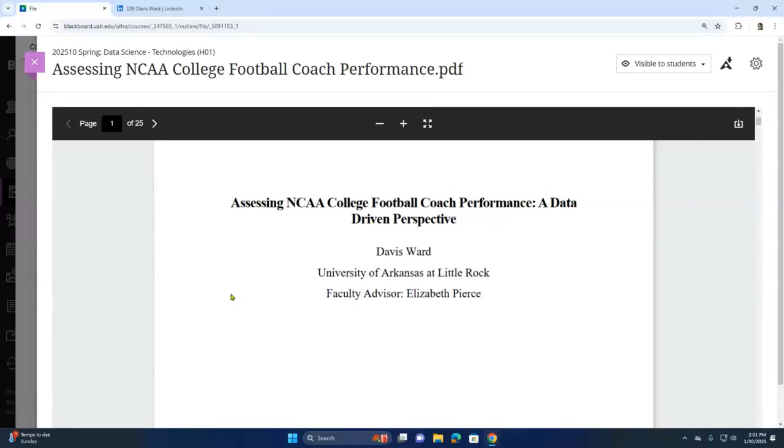And so he was looking at this whole question of what makes a good football coach. I mean, if you're going to be paying these huge, huge salaries to a football coach, how can data science help you select a good football coach that's going to be successful? So that's what he started thinking about.